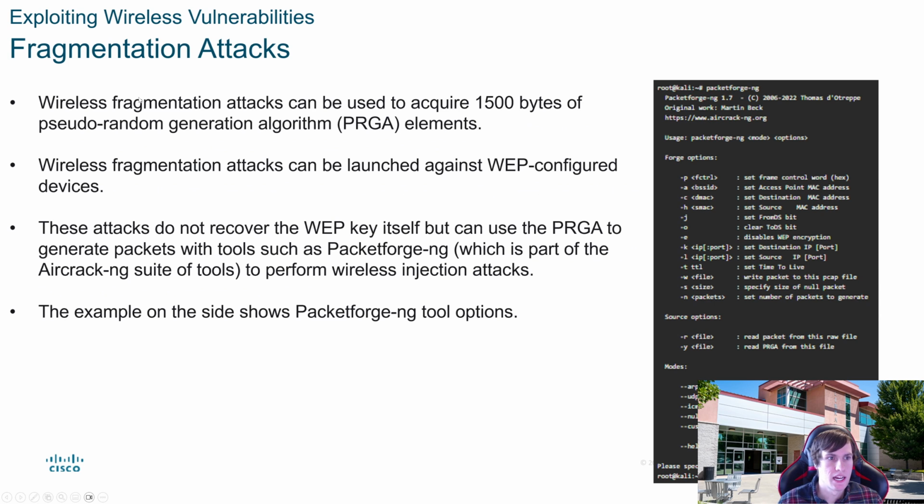So fragmentation attacks can be used to acquire 1,500 bytes of pseudo-random generation algorithm. So pseudo-random, we don't want it to actually be completely random. Why? Because then we're not going to actually be able to predict the numbers that come out, so it's going to cause problems for our handshake. So we need it to be pseudo-random, right? It needs to be random enough, but it needs to be a predictable random that we can actually recreate, right, to recreate a key. So that's why it's considered pseudo-random.